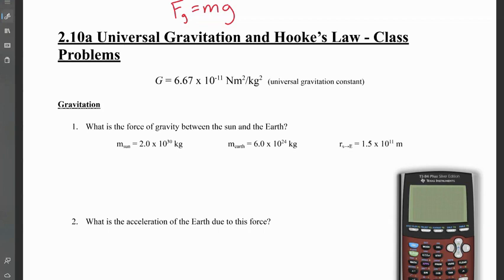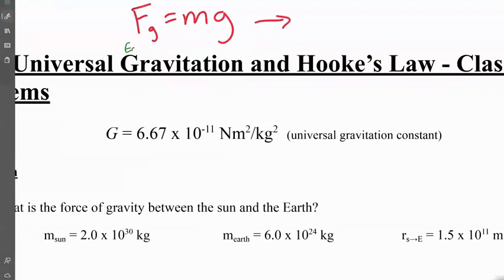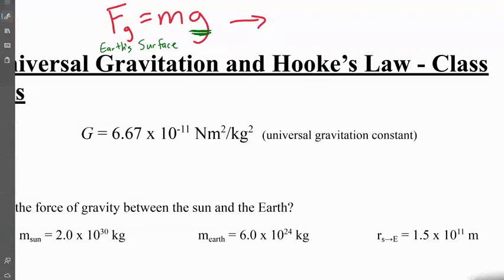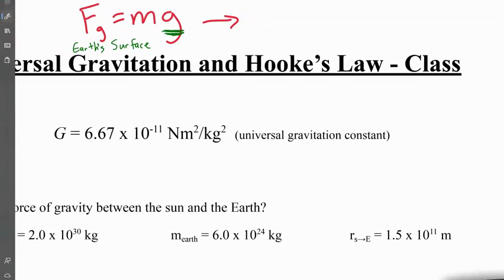However, what if we want to calculate the force of gravity between things that are not the Earth and something on its surface? There's a way that we can do this, and this becomes a separate equation. So when I do this, I'm going to write Earth's surface. Anything that's sitting on Earth's surface, we can do this because g is the acceleration of gravity on the surface of the Earth.